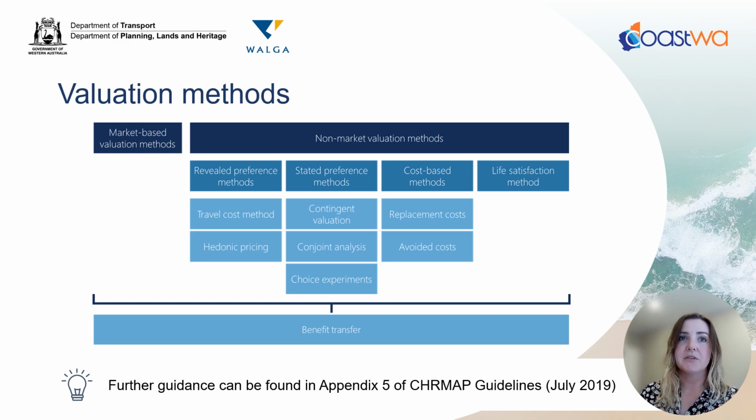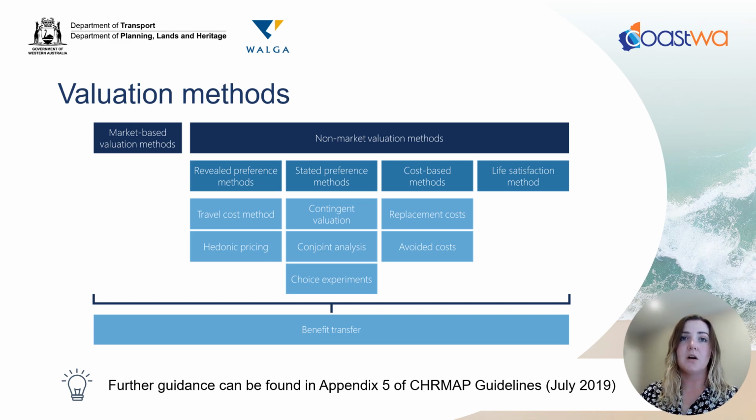So, some of the valuation methods that you might come across in doing a benefit distribution analysis. There are market-based valuation methods like I just mentioned. Property prices are a market price that we can use. There are also other things like health benefits, which are actually done using market-based valuation methods. For example, avoided hospital visits, and avoided costs associated with illness from loss of productivity or loss of working hours.